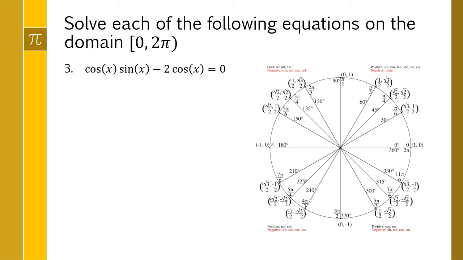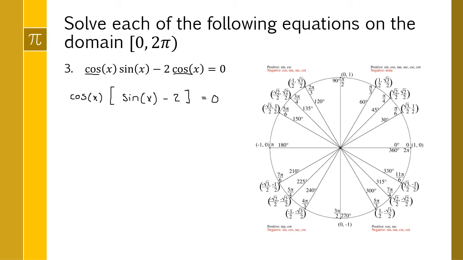I have 2 different terms here, and I see that there is a cosine of x common to both of them. So I'm going to factor out that cosine of x and then be left with sine of x minus 2. And this is all equal to 0.